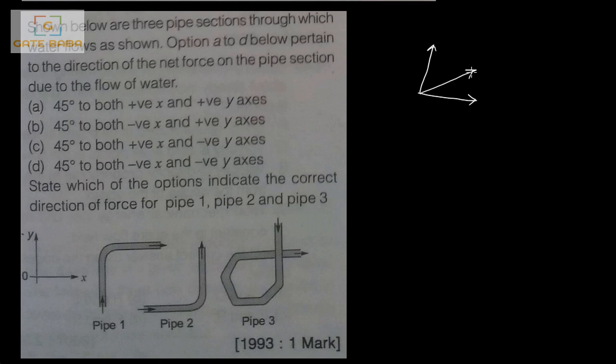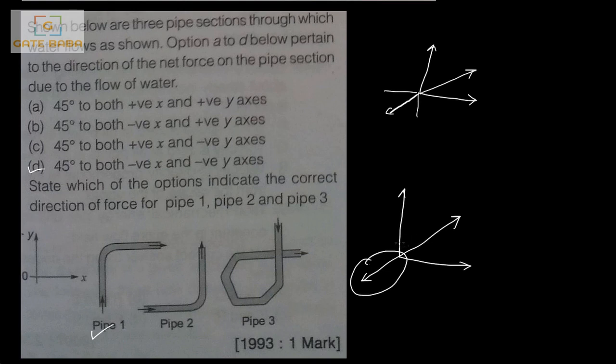According to Newton's third law, each and every force has some equal opposite force. So net force is in this direction. Okay, what is this coordinate? It is negative x and negative y. So pipe 1 relates to option D, 45 degrees to both negative x and negative y axis. Now come to the second pipe. In the second pipe also the water force is in this direction, and there is also the upward force. So the resultant will be like this. So the net resultant, according to Newton's third law, will be like this. That means water is pushing the pipe this way, but the pipe is giving a reaction. So you have to take the reaction, not the resultant of water.